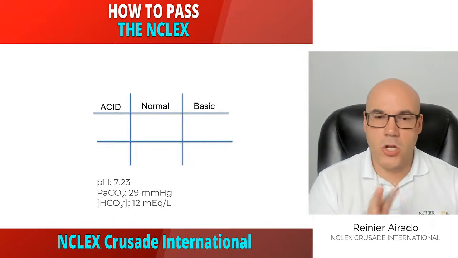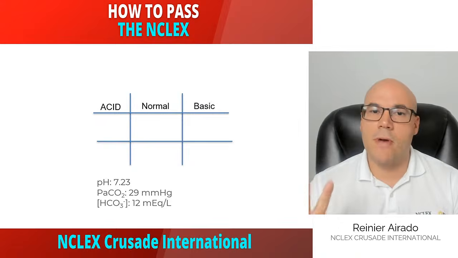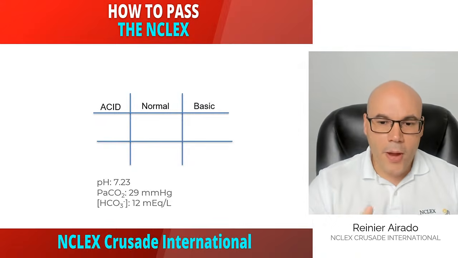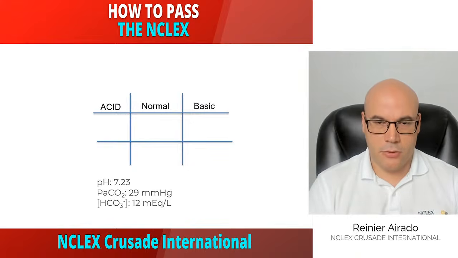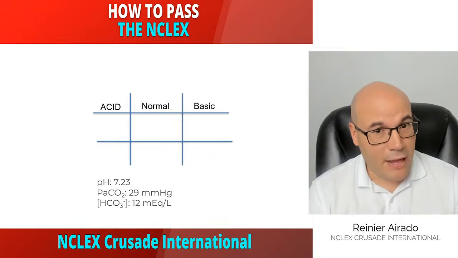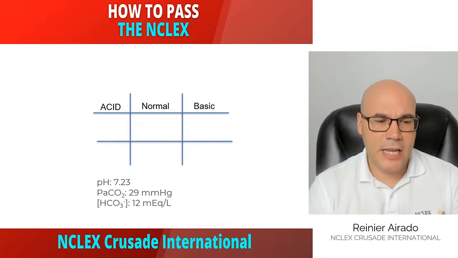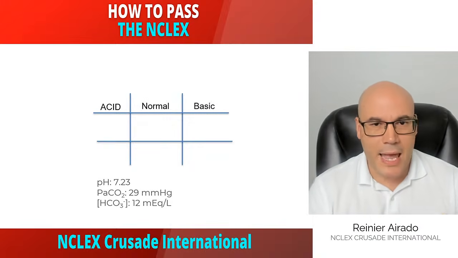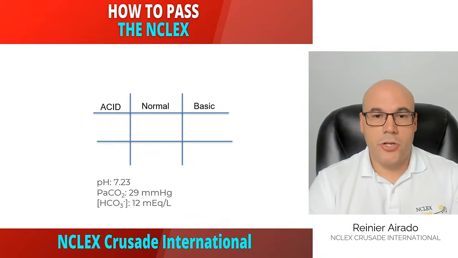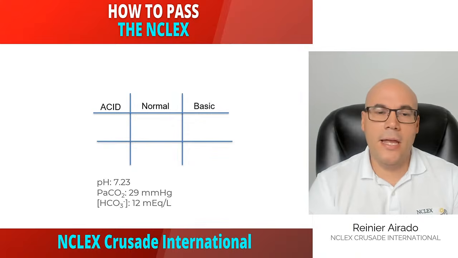Before we begin using the tic-tac-toe strategy, remember this. There are 3 important factors to interpret an arterial blood gas. Basic factors. Remember, on the NCLEX, you will be doing basic ABG interpretation. You need pH, you need CO2, and you need bicarbonate.